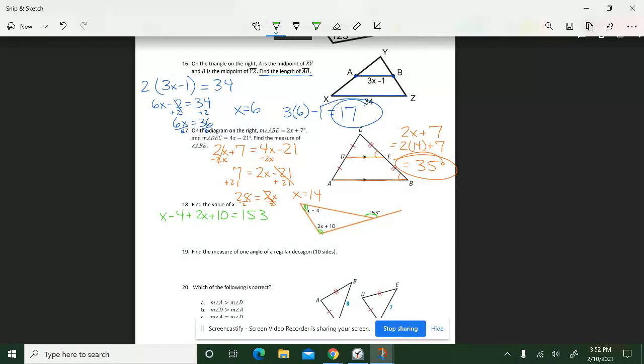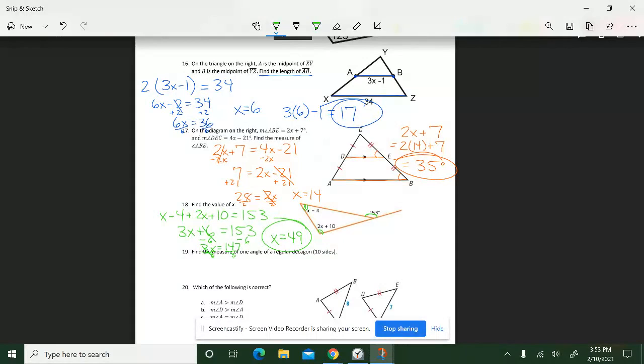So I'll combine my like terms. When I do that, I get 3x plus 6, because negative 4 and 10 gives me 6. I will subtract my 6. I get 3x equals 147. A little out of room here, but I'll divide by 3. And I find that x equals 49. And that's what I'm trying to solve here. I'm just trying to find the value of x. So I'm done. X is 49.